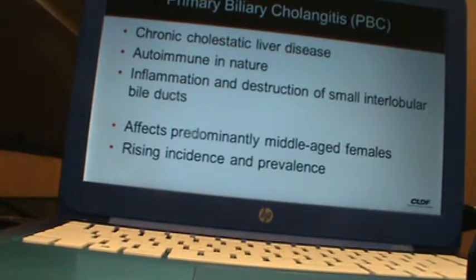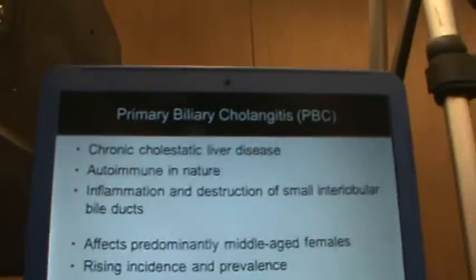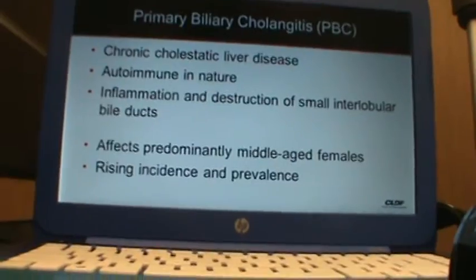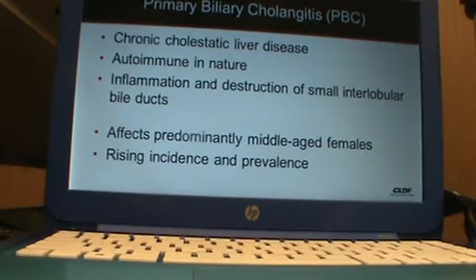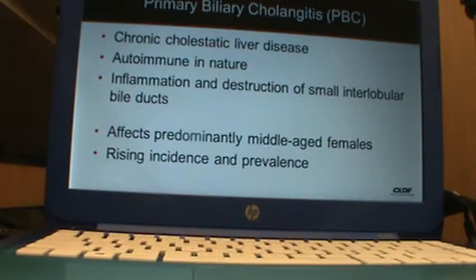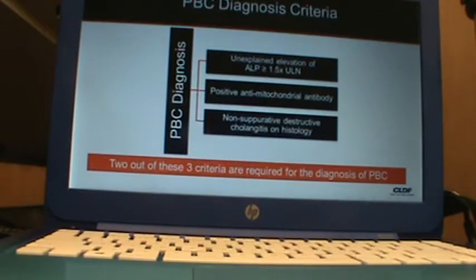Primary biliary cholangitis, as it's now called, or PBC, is a chronic cholestatic liver disease, which is autoimmune in nature, characterized by inflammation and destruction of small interlobular bile ducts. It affects predominantly middle-aged women. It has a rising incidence and prevalence in society and our country today.